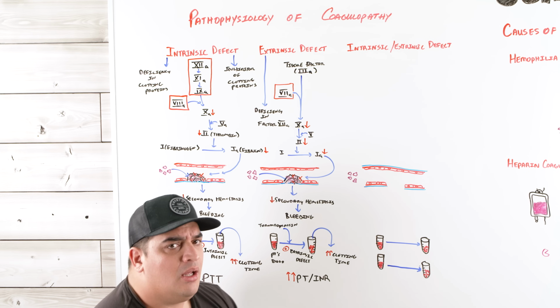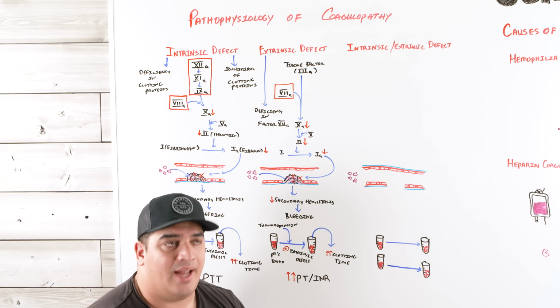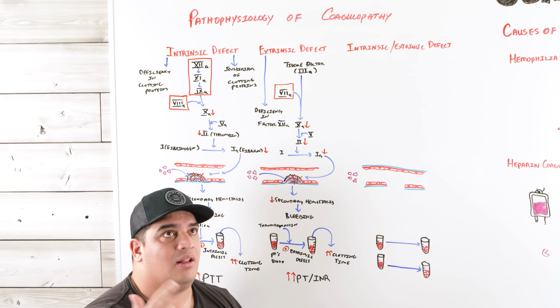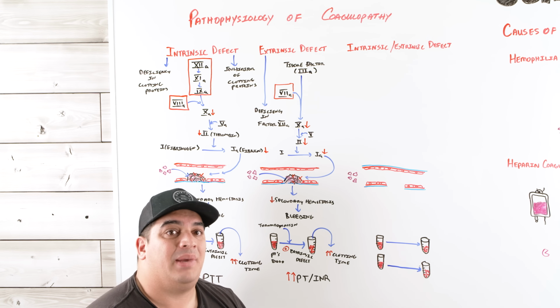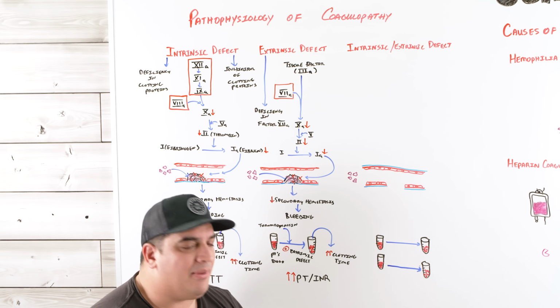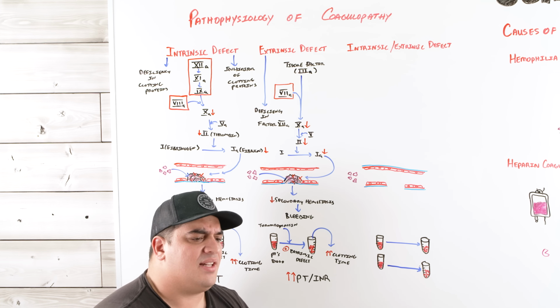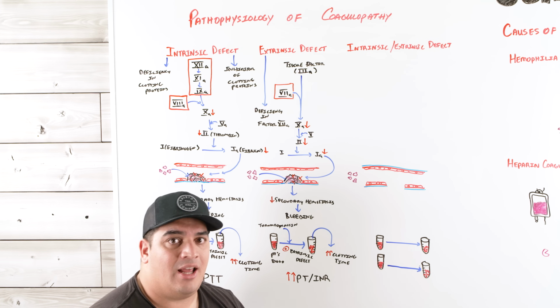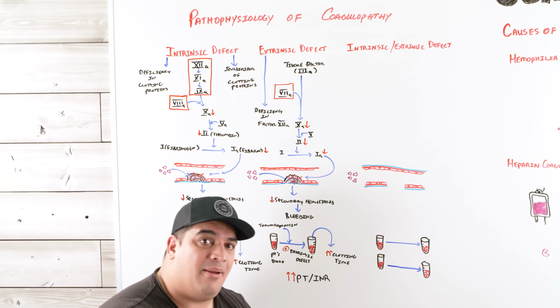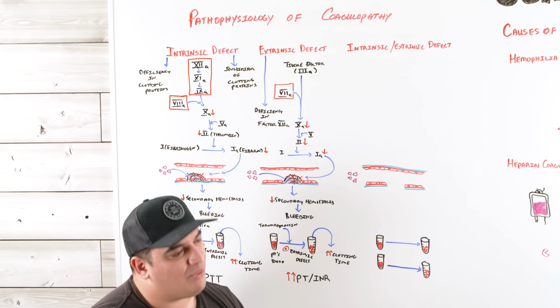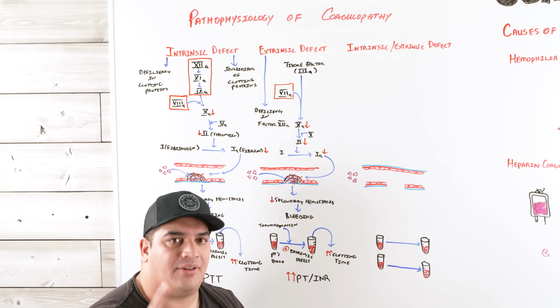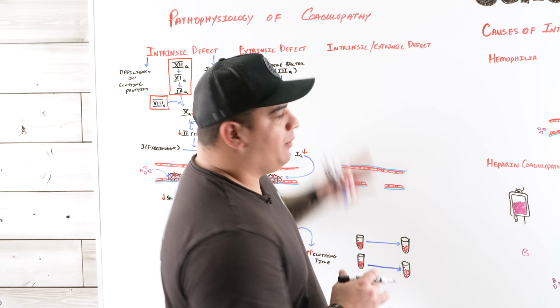So if I said PTT is prolonged, you would say, okay, that's a problem with factor 12, 11, 9, 8. If I said PT-INR is prolonged, you'd say that's primarily factor 7. If I said it's an intrinsic defect, is it a deficiency or an inhibitor? It could be both. If I said it's a problem with the extrinsic pathway, you'd say it's primarily deficiency. Which factor? Factor 7.